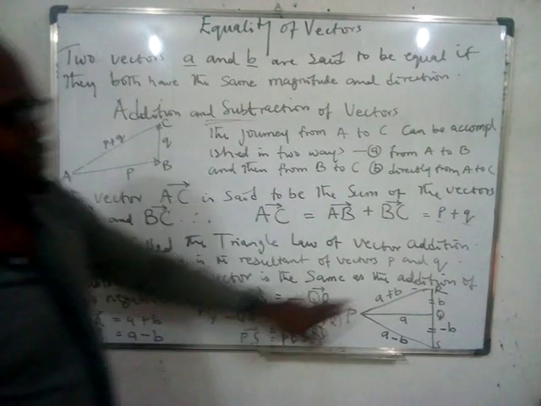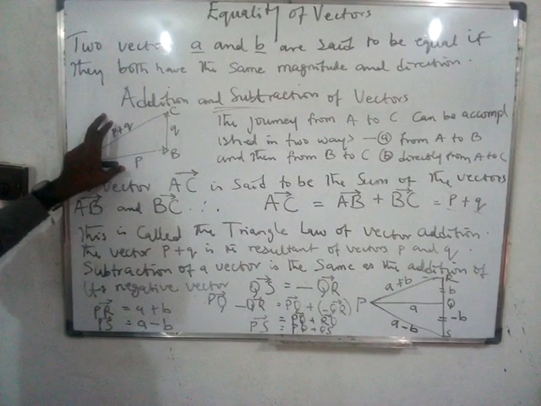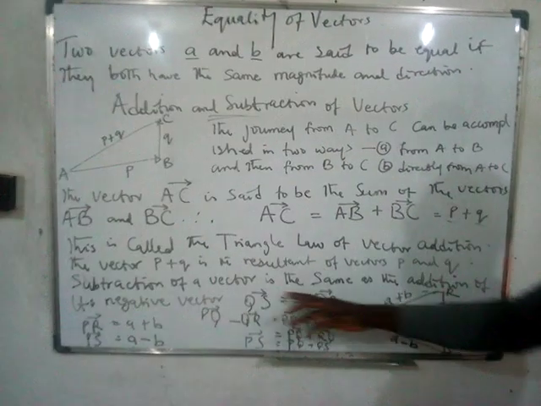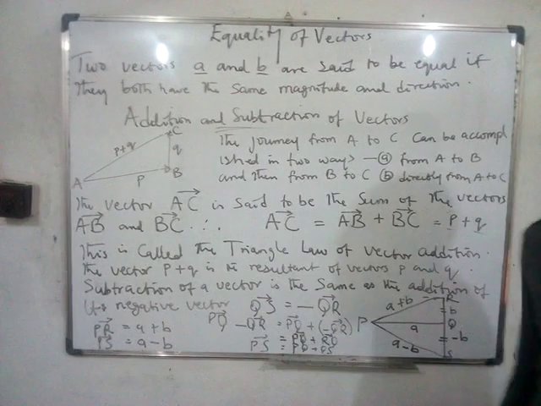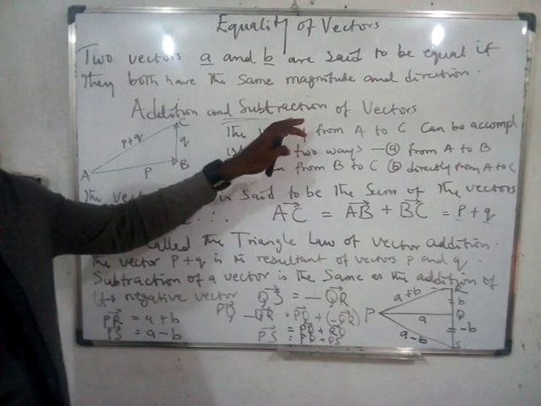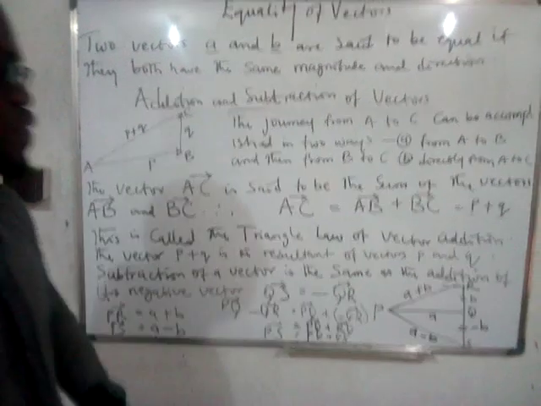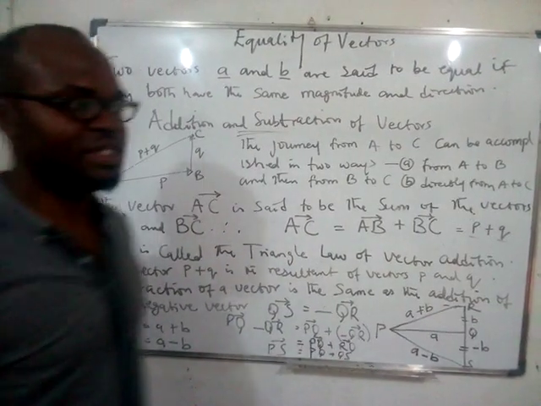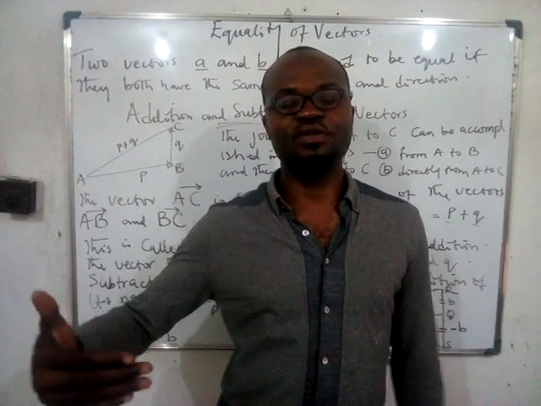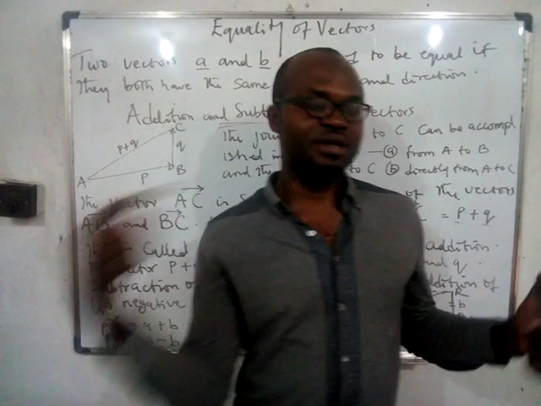Now, how do we do subtraction of vectors? This is how you go about addition. It must be in this form of a triangle. But subtraction of a vector is the same as addition of the negative vector. The major difference between addition and subtraction of a vector is that in subtraction you also do addition, but this time you add the negative vector. We'll study what the negative vector is in the last class. The negative vector is the vector that has the same magnitude as the ordinary vector, but in the opposite direction.